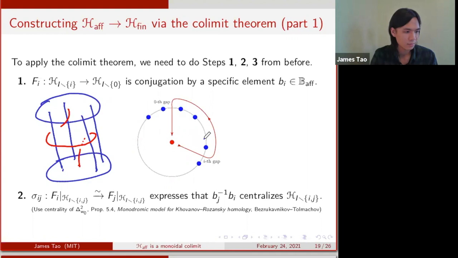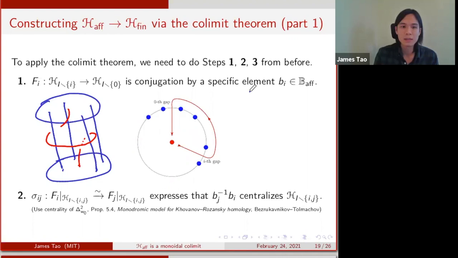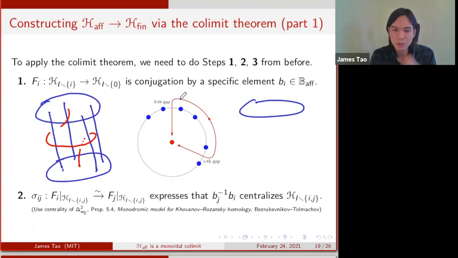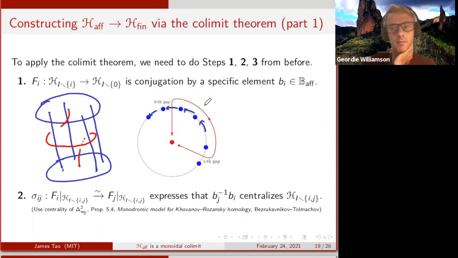Are these the length zero elements in GLN, in the affine over for GLN? No, so the length zero elements would correspond to this sort of cyclic shift of these dots. So that would be take the non-distinguished strands and just rotate them as the distinguished strand doesn't move. Those are the length zero elements.